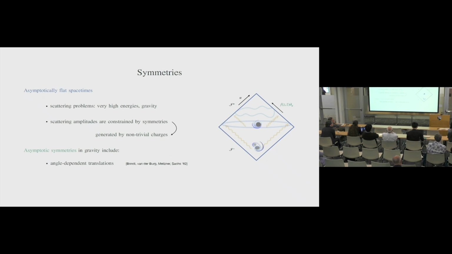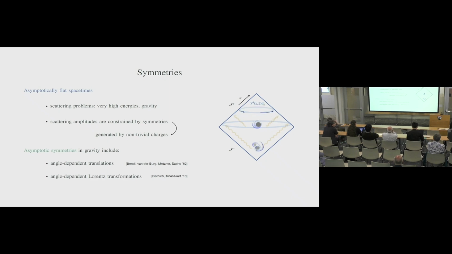Now, what are the symmetries that I'm talking about? These symmetries exist in both gauge theories and gravity, in any theory with massless particles. In gravity, they include so-called supertranslations. These are angle-dependent translations. On these diagrams, you can think about them as shifting points on cross-sections of these null cones independently by different amounts. These symmetries were already discovered quite a long time ago by Bondi, van der Burg, Metzner, and Sachs. And the conservation law associated with these leads to the leading soft graviton theorems.